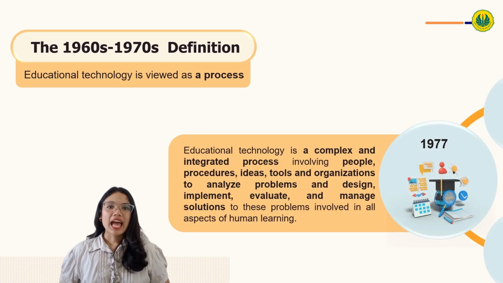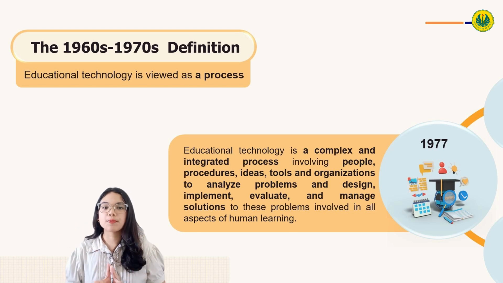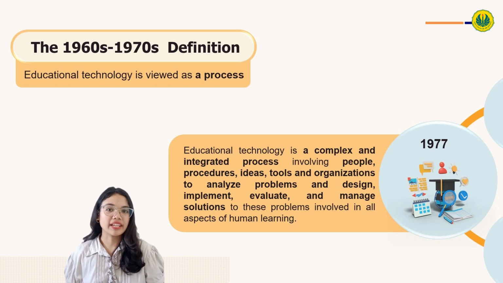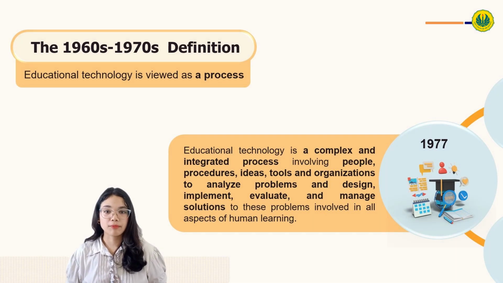1977 definition. Educational technology is a complex and integrated process involving people, procedures, ideas, tools, and organizations to analyze problems and design, implement, evaluate, and manage solutions to these problems involved in all aspects of human learning. The 1977 definition was the first to mention the analytical phase of the planning process, which at that time received increasing attention among experts.